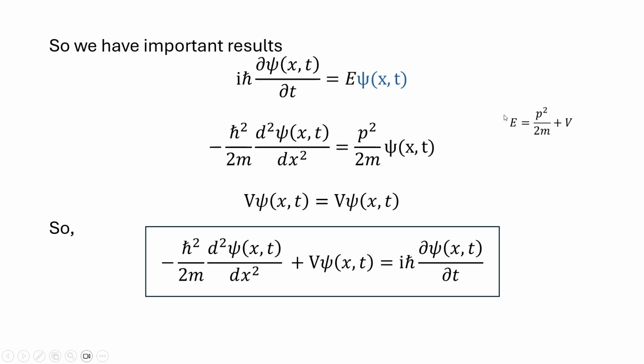Now we know that the total energy is given by p square/2m plus V. Let's say this is the total energy E, equal to the sum of these two, p square/2m plus V. So it means i h cross, the first term, must be equal to the sum of these two terms: minus h cross square/2m d2 psi/dx square plus V psi. So this result we get. Now this is the Schrodinger one-dimensional equation. Thank you so much.